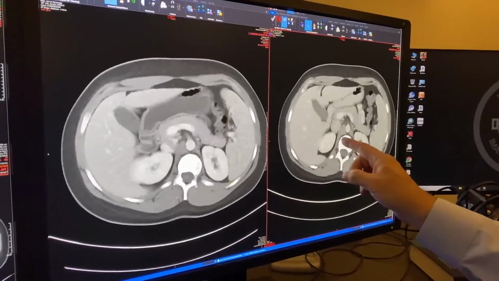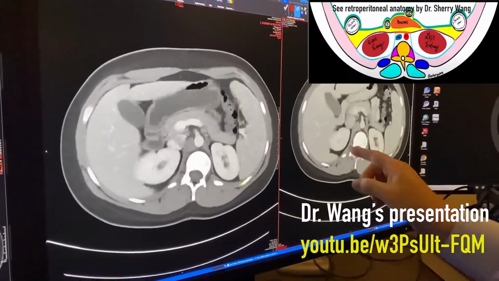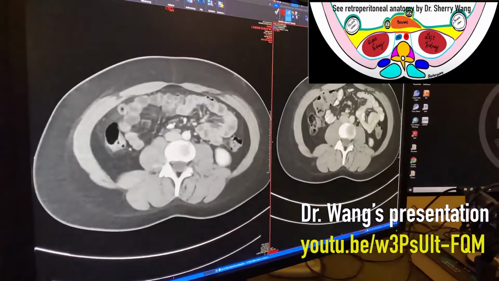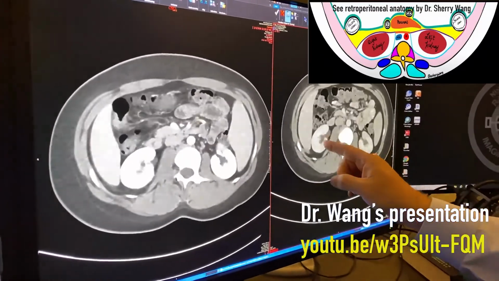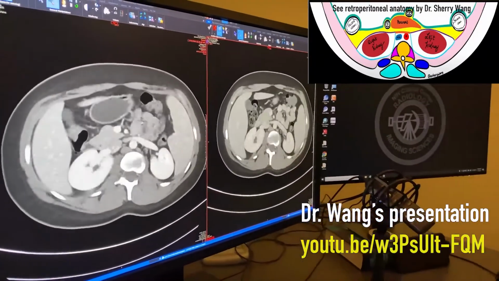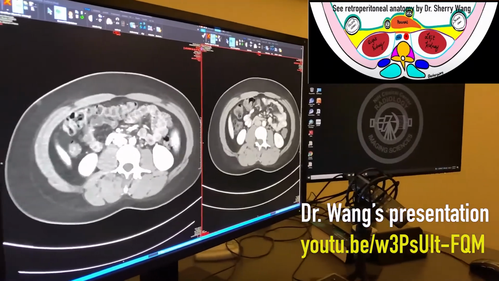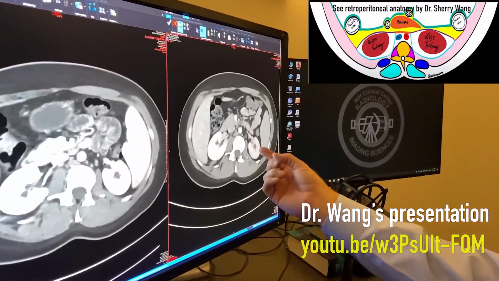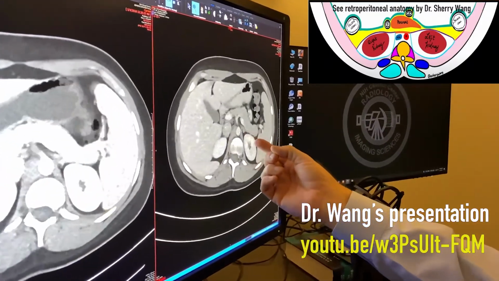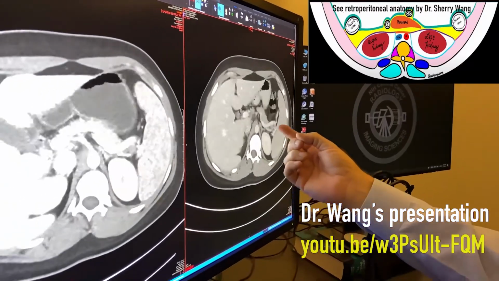Then look at the adrenal glands, the right adrenal gland, then the right kidney. Come down, you can see the ureter here, collecting system. Then I come back up, down, bottom of the left kidney, coming up into the left adrenal here, left adrenal there.